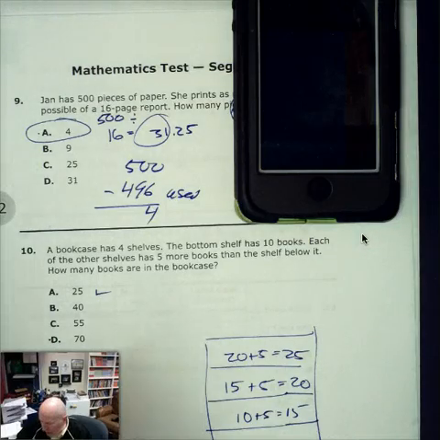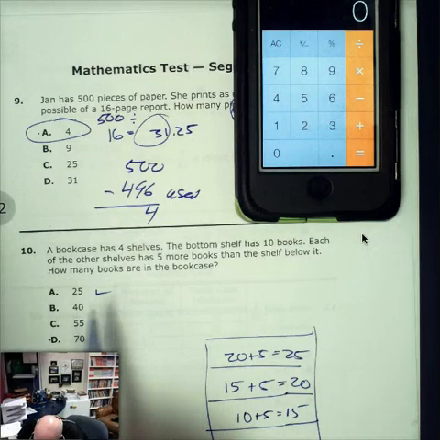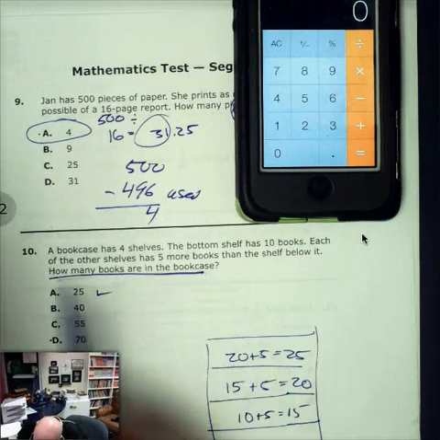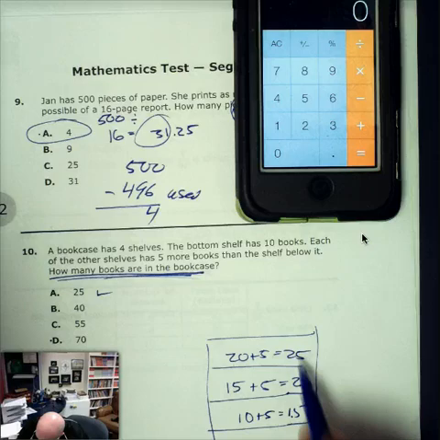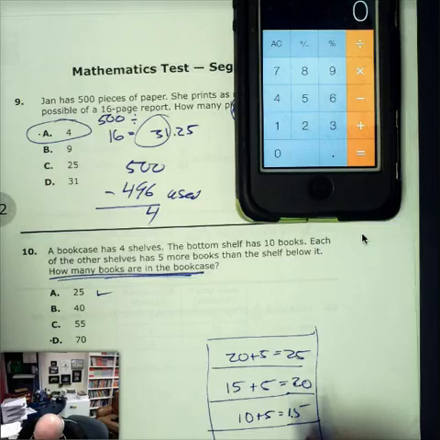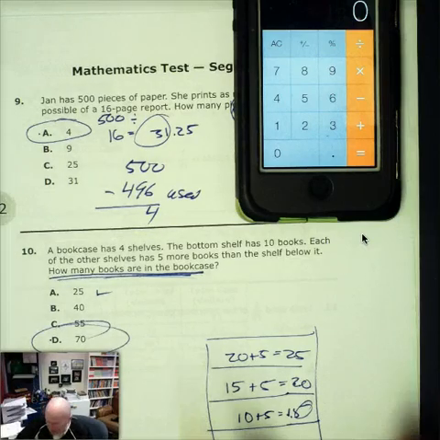Wrong. Always go back and read the question, because what they're actually asking you here is how many are in the bookcase. So you've got 10 plus 15 plus 20 plus 25. If you pop all of those in, 20 plus 25 would be 45. These 5 would make 50. Here's 60, and a total of 70. You could do it in the calculator, but there's your correct answer, 70.